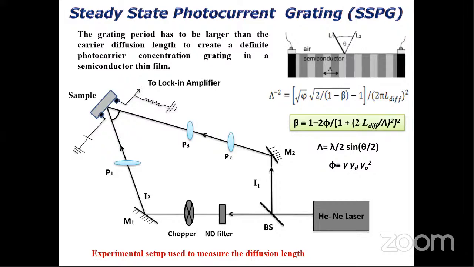One beam is going through the neutral density filter, then a chopper is there for making the pulsating one, then one mirror, M1, is used, and then a polarizer, and then this beam is reaching the sample. The other part is going through the mirror M2, then two polarizers, P2 and P3, and they are reaching the sample. We should try to make them fall at the same time. Then the angle which they make is very important for the calculation of these parameters.